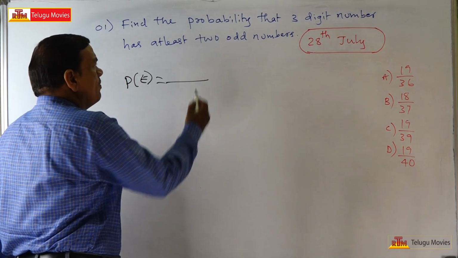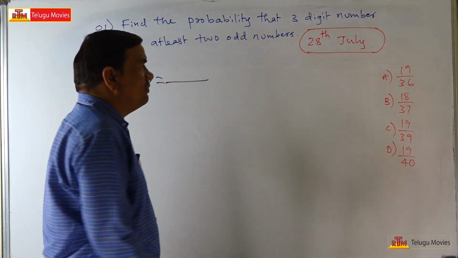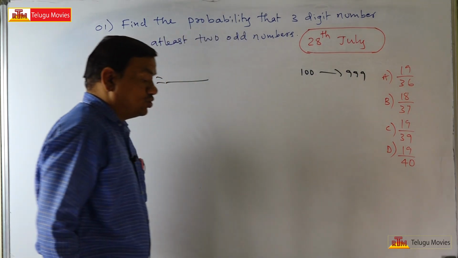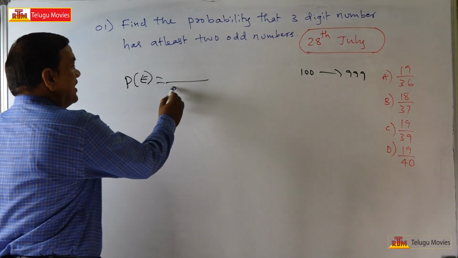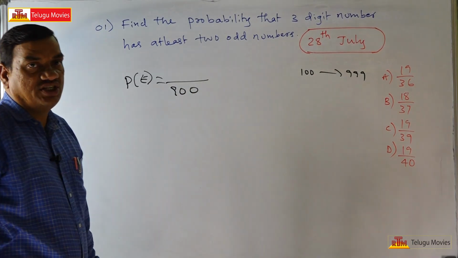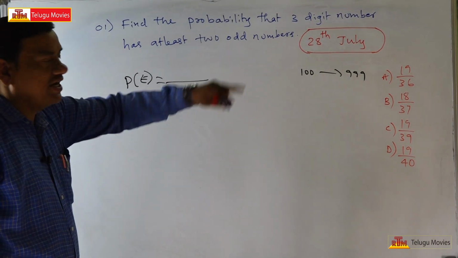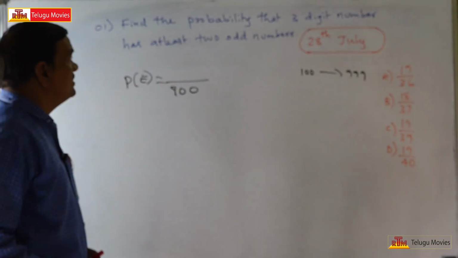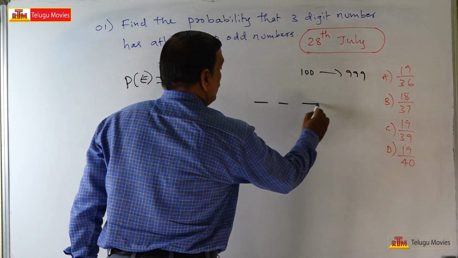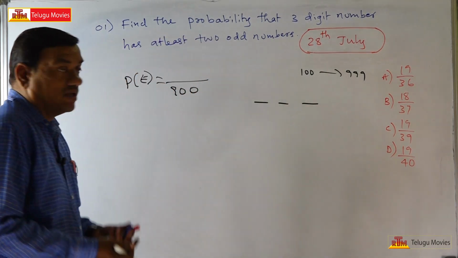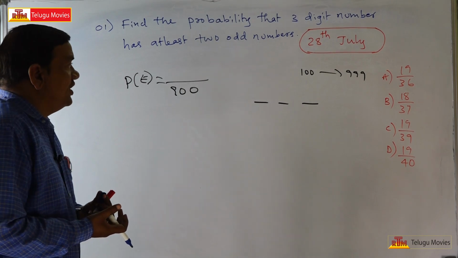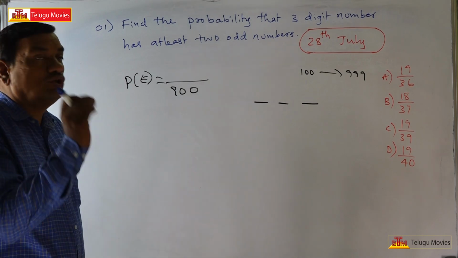How many 3-digit numbers will be there? From 100 to 999. Total 3-digit numbers are 900. So there are 900 total 3-digit numbers. From that 900, you have to select a 3-digit number which has at least 2 odd digits.